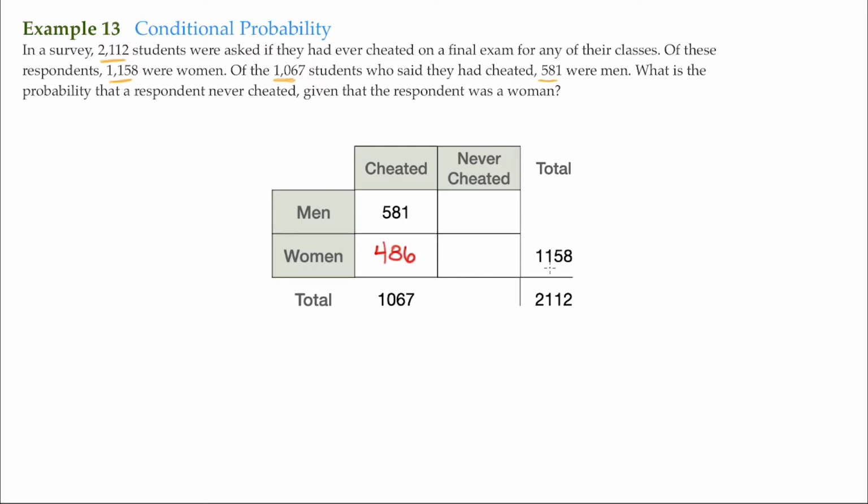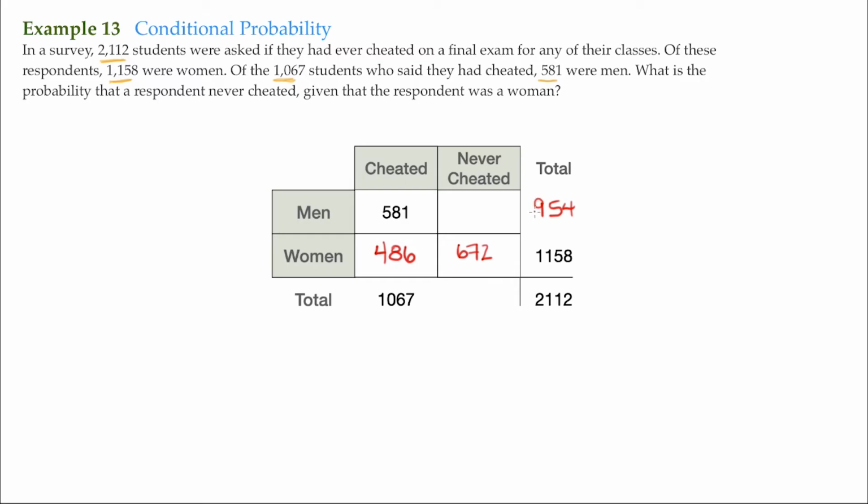And of course, if I have 1,158 as the total for this row, subtract the 486 from the 1,158, and I'm going to have 672 here. All I'm doing is filling in the rest of this table. If we have 2,112 and 1,158 already accounted for, then this up here has got to be 954. We simply subtract the 1,158 from the 2,112.